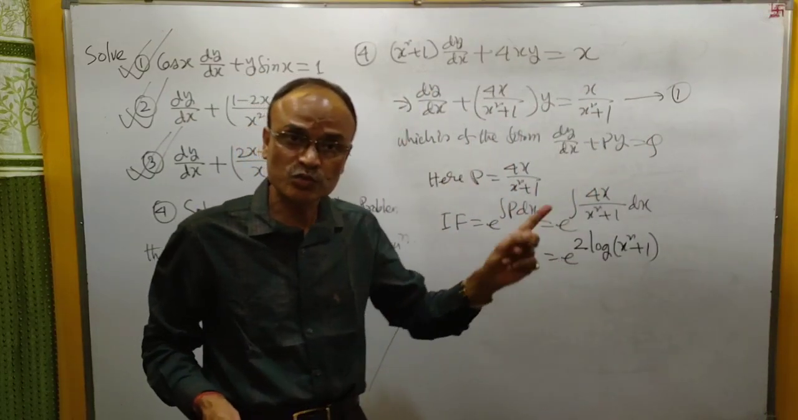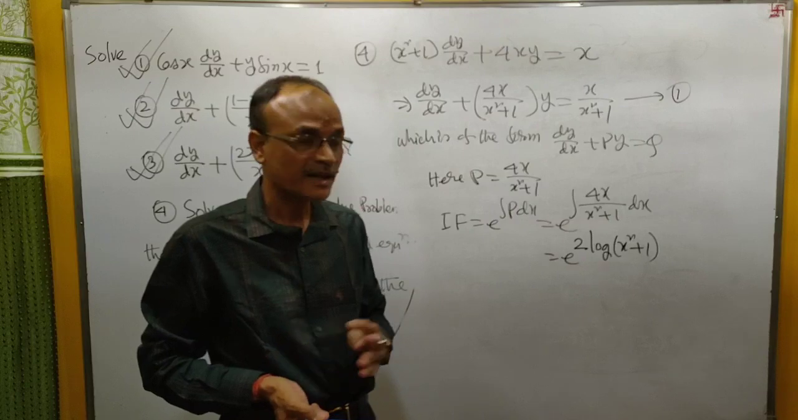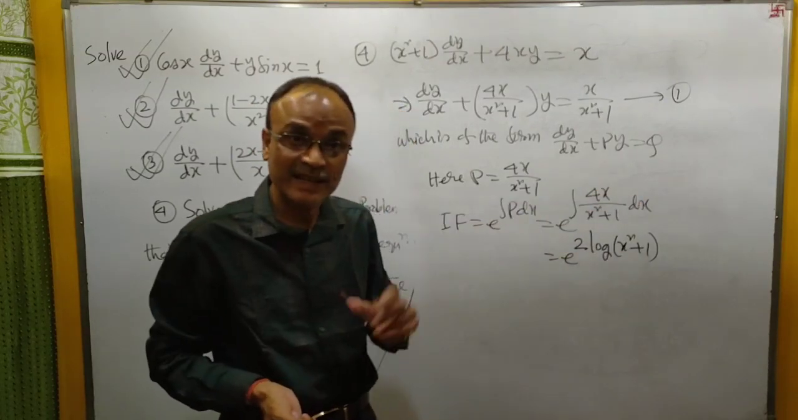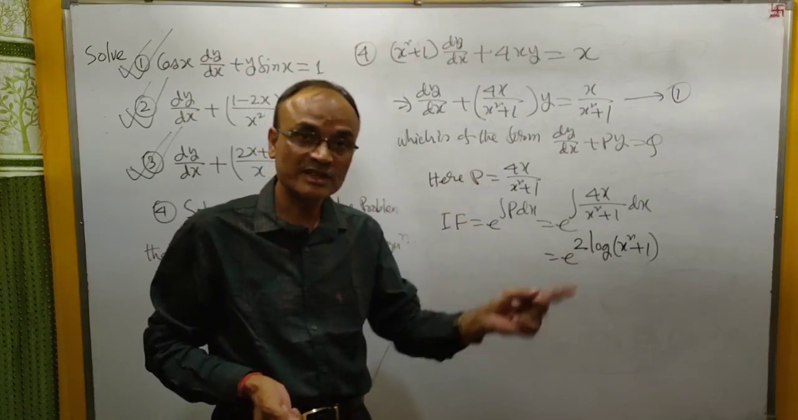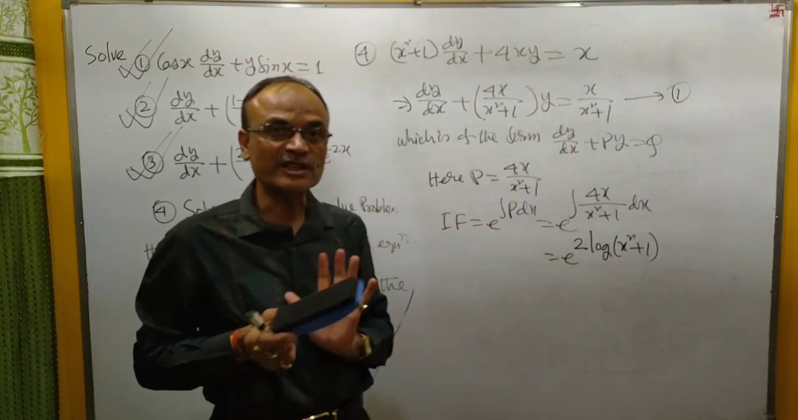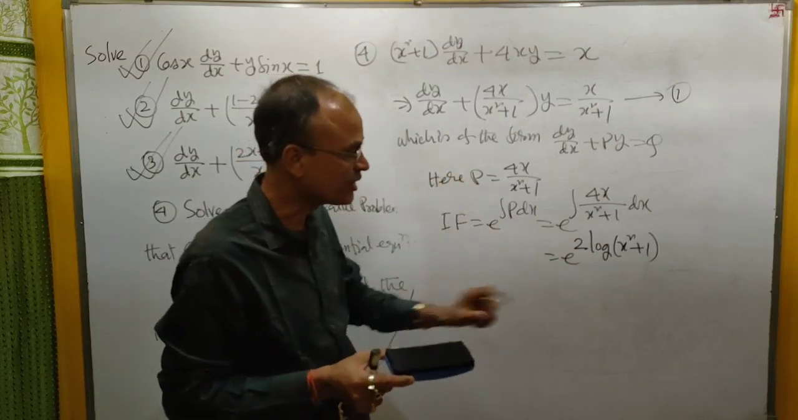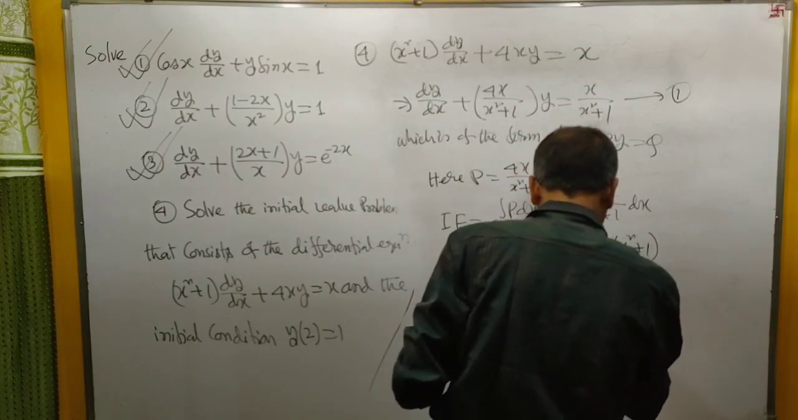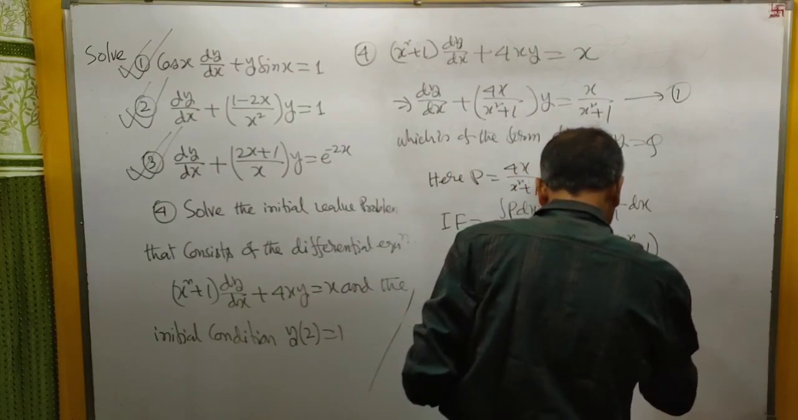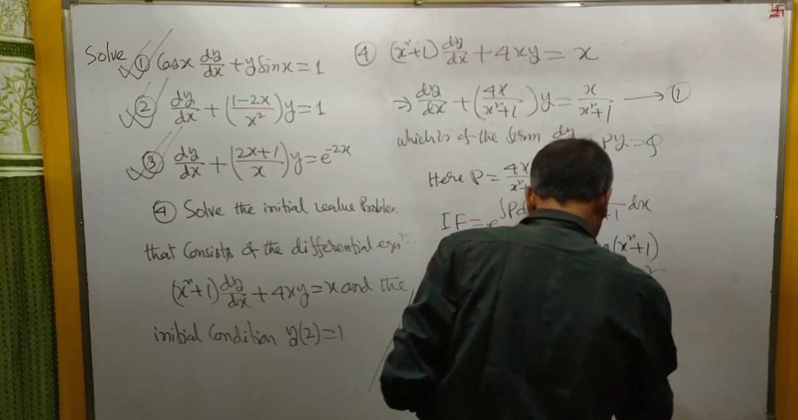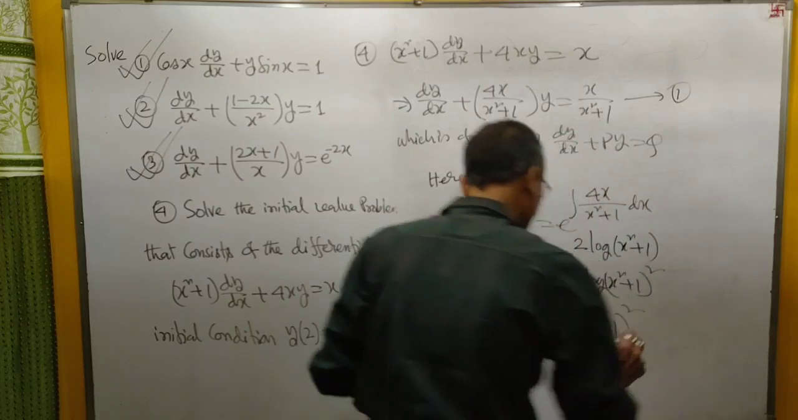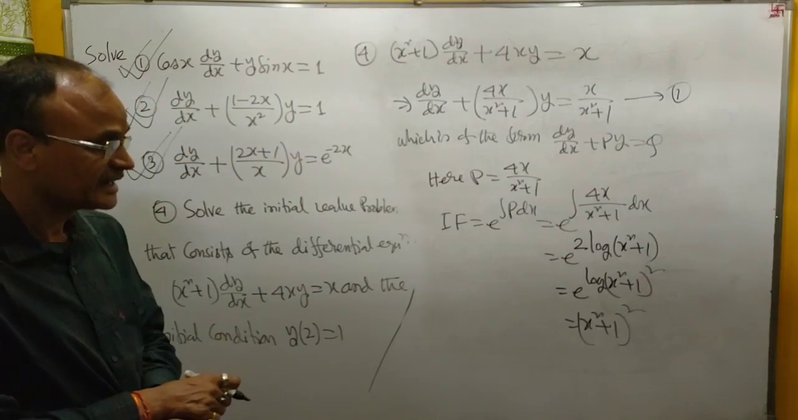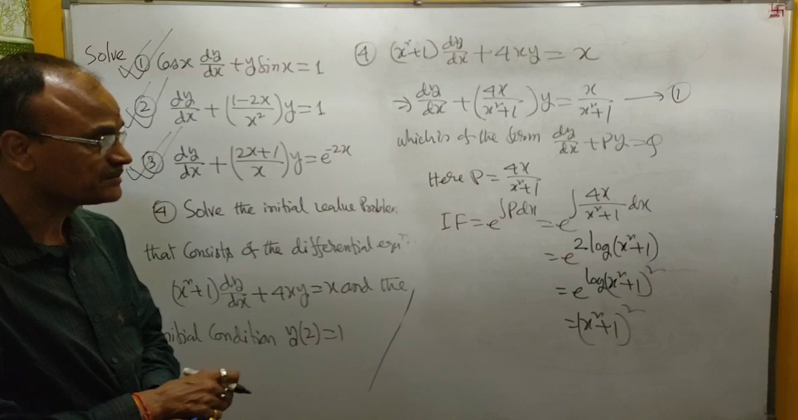4x can be written as 2 into twice x. If you differentiate the denominator x square plus 1, you will get twice x. Means in the integration, numerator is the differentiation of the denominator, so the answer is log of denominator, and also 2 is common. This is equal to e to the power log of x square plus 1 whole square, which is equal to x square plus 1 whole square. This means x square plus 1 whole square is the integrating factor.